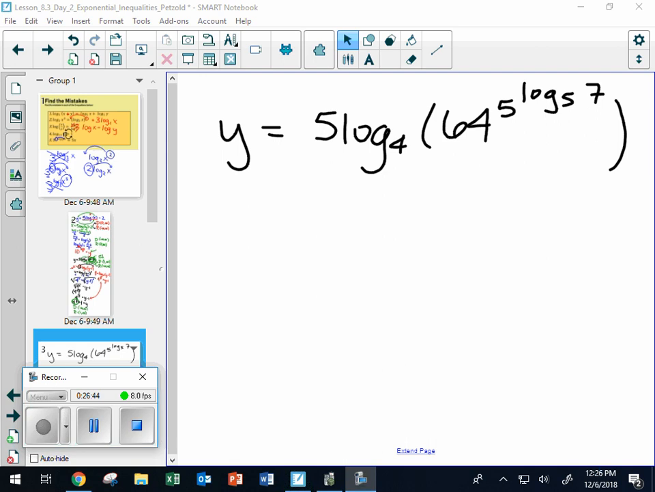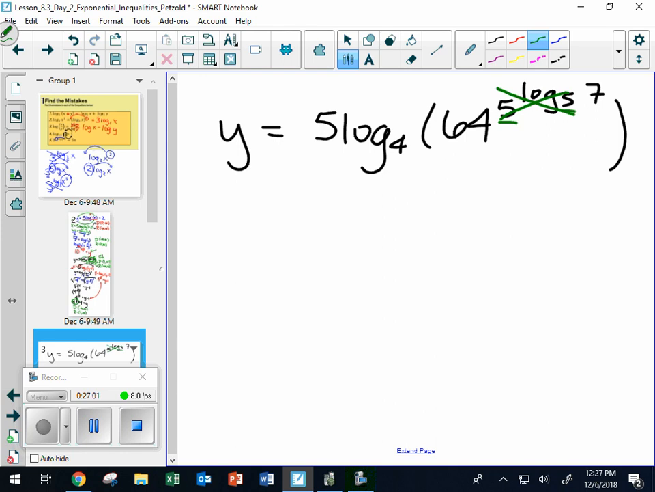I would like person 1, which is row 1, person 6, which comes up to Emma. Where's one place that you simplified? I crossed out 5 log 5. So these have the same base, and you're just left with this 7 here. So if we rewrite this, that's 5 times log base 4 of 64 to the 7th power.